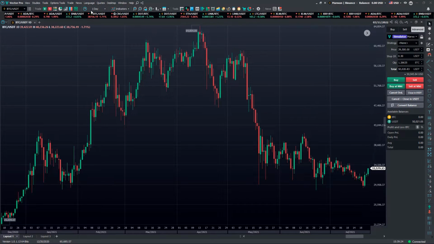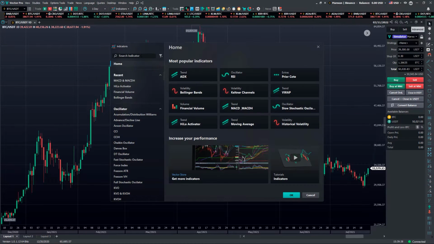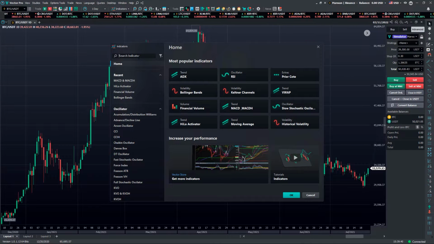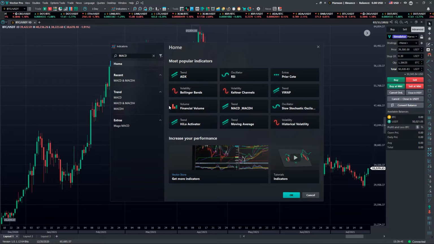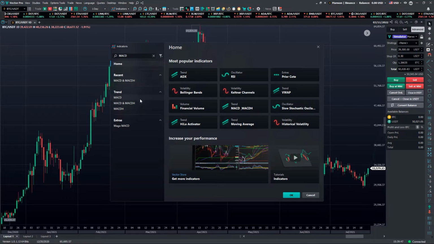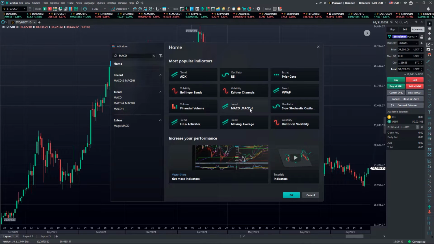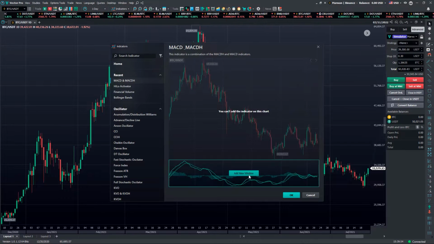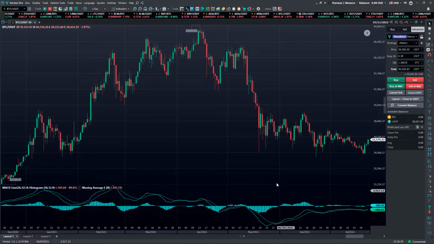In today's episode, we're going to take a look at the MACD, which is also known as the Moving Average Convergence Divergence. To insert it into the chart, we're going to click on Indicators. We'll click Add Indicator. So we'll go ahead and search for MACD. And as you can see, we have a few options. We have the MACD standalone, the MACD's histogram, or both. So for demonstrative purposes, we'll select both, add a new window, and click OK.